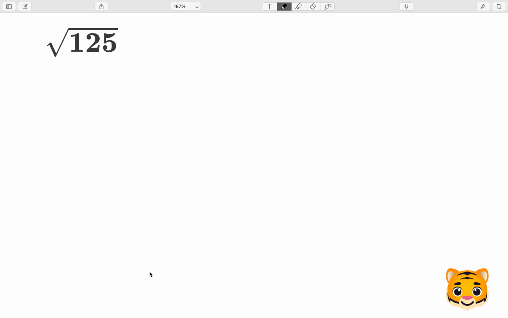In this example, we will be finding the square root of 125. But before we do that, we need to review the following math concept, which is the square root of a times b is equal to the square root of a times the square root of b, meaning that if we have two numbers multiplied by each other inside of a square root, we can separate out the square roots and then multiply those values.